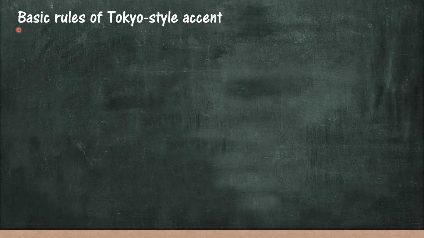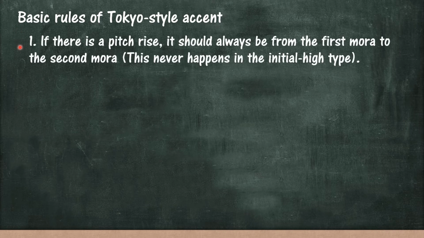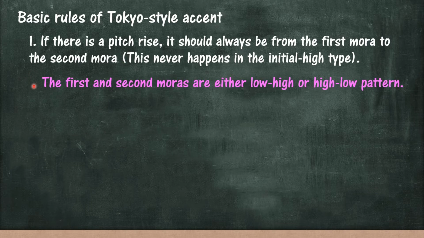Based on the four types of pitch accent we have just seen, here we summarize the basic rules of Tokyo-style accent. Number one, if there is a pitch rise, it should always be from the first mora to the second mora. Of course, this never happens in initial high type, so we can say the first and second moras are either a low-high or high-low pattern.